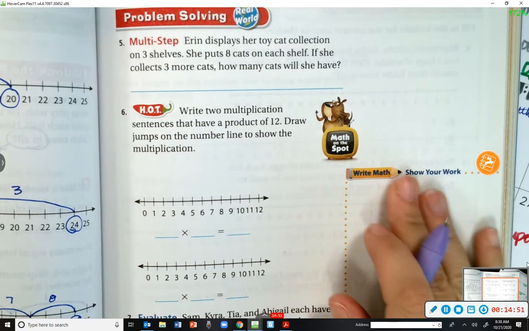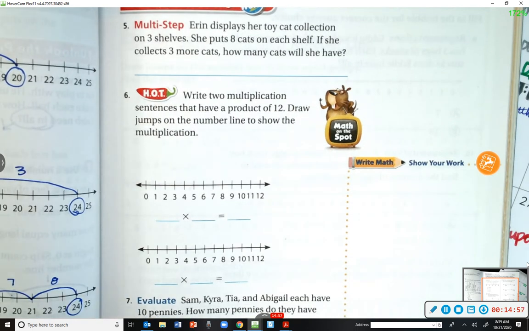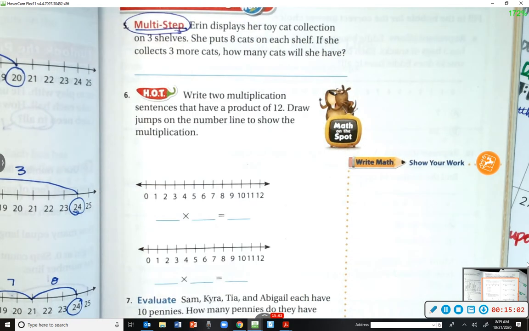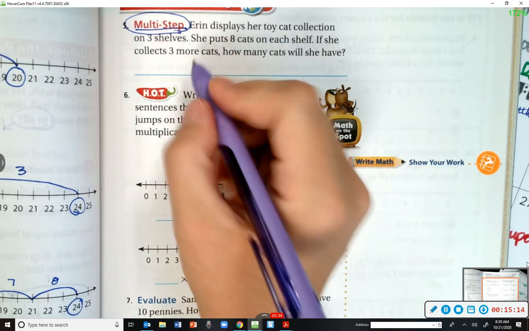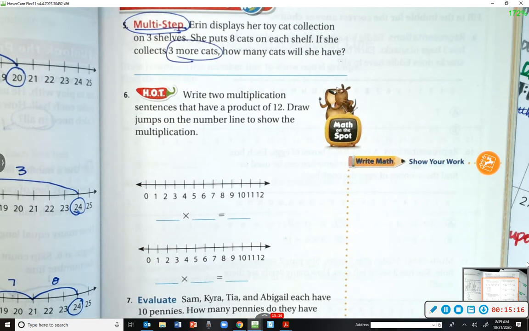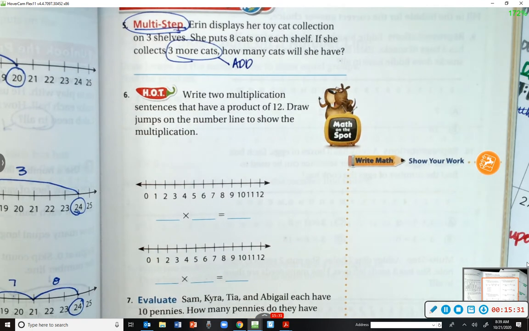Okay, so we have a little area right here to show our work. So let's first figure out what we're trying to find. I can already see that I'm going to have to do more than one thing because it tells me right here it's a multi-step problem. Okay? So let's think about what the problem is asking us and what it gives us. It says, how many cats will she have if she collects 3 more? So if I collect 3 more of something, what would I do with that? Would I add, subtract, multiply, divide? Add. If I just get 3 more, then I'm going to add those 3. Okay, so that's one step.